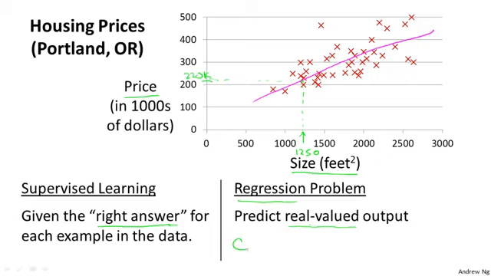And just to remind you, the other most common type of supervised learning problem is called a classification problem, where we predict discrete-valued outputs, such as if we are looking at cancer tumors and trying to decide if a tumor is malignant or benign. So that's a 0-1 valued discrete output.